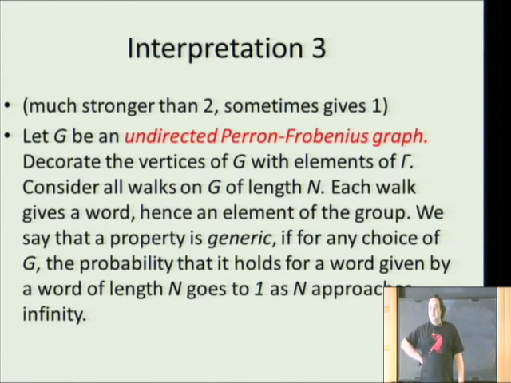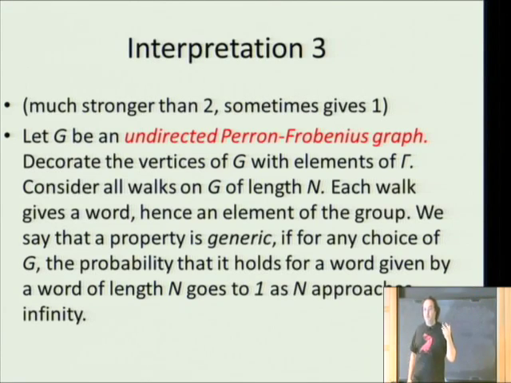The steps of the walk are given by the elements of this generating set gamma, is that right? The steps of the walk are given by the edges of the graph. Oh, okay. But the word we get is given by the elements of the generating set that we see. So we say that something is generic if it's generic for any choice of G satisfying these conditions. So it's much stronger than doing it for any one G.